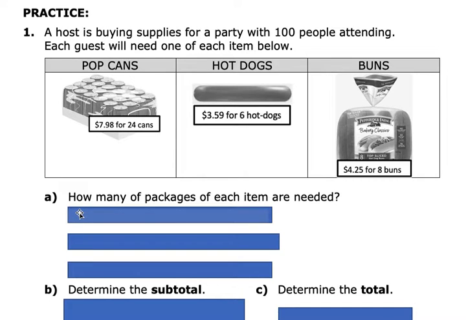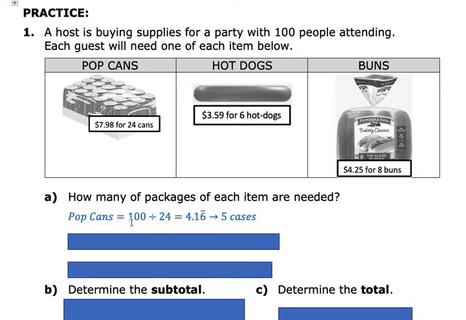How many packages of each item are needed? For pop cans, at $7.98 for 24 cans, what we need to focus on is the amount that is needed. We need 100, and we need to divide by the number of cans in one group, so 24 cans. And when we do that, we get 4.16 repeated, which is 4 whole cases plus a little bit more of the next case. So we have to purchase 5 cases.